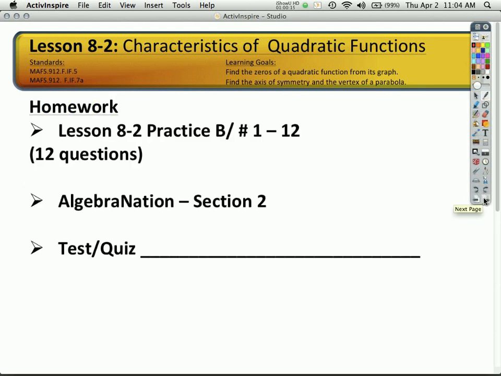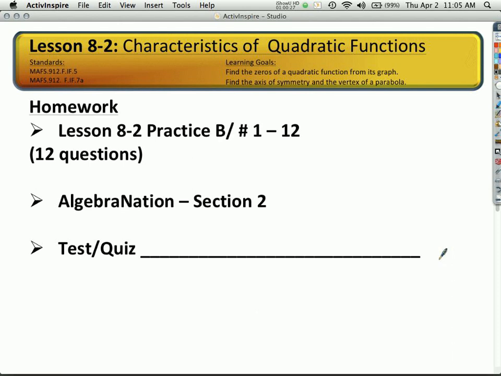Draw a line across the paper. Your homework is lesson 8-2, practice B, numbers 1 through 12. And you are doing Algebra Nation section 2, should get started. Hold on, we'll get to that in a moment. And your chapter 7 test I told you was when? Tuesday.